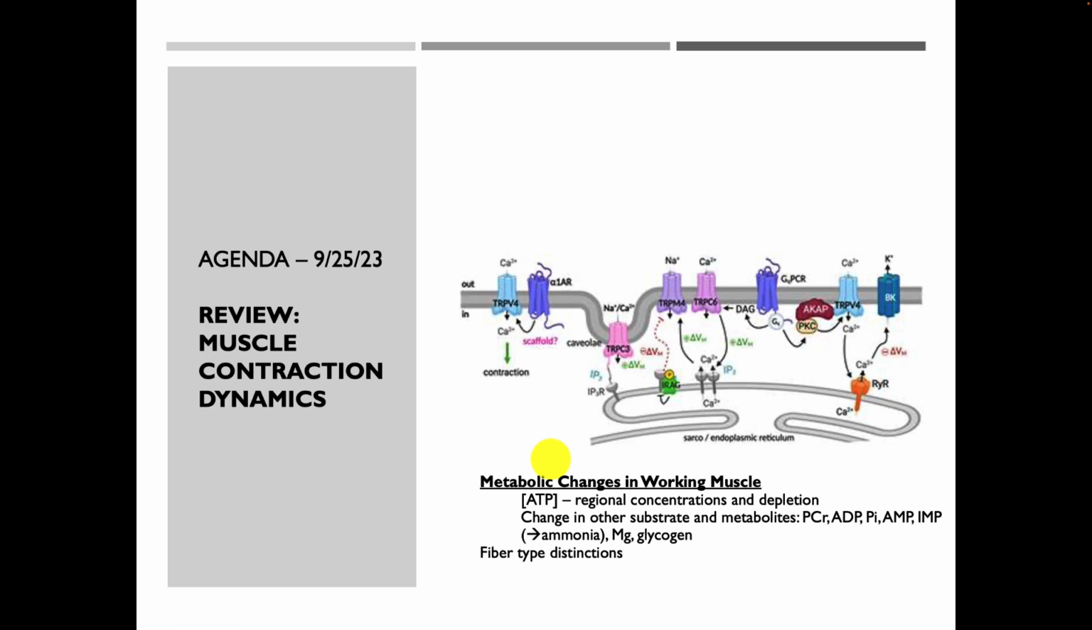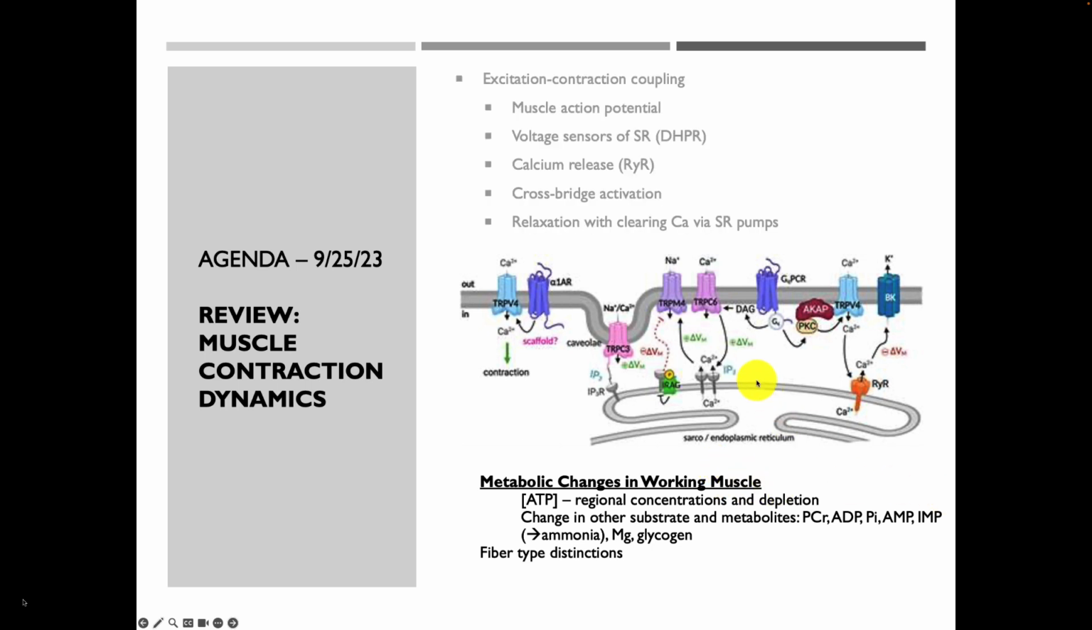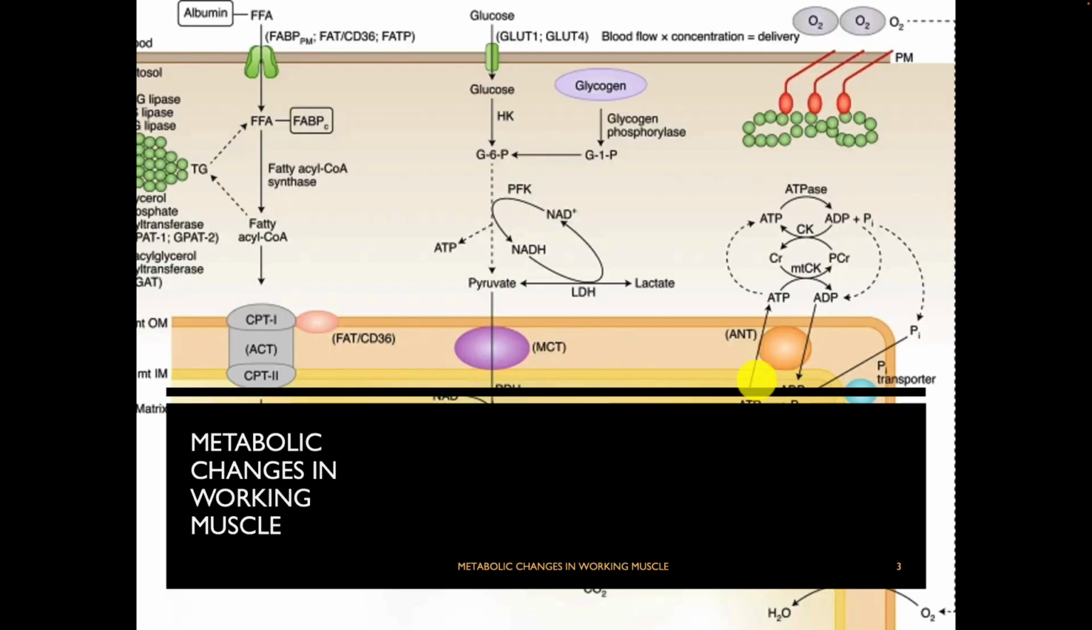I'm sure for most of you, you're familiar with the majority of this information, but we're still going to talk about ATP. We're going to talk about the depletion of ATP, and we're going to talk about these changes in other substrates such as ADP, AMP, IMP, Pi and PCr. So there's just kind of an alphabet soup there, and in time we will talk a bit more of these in detail. So let's get into this and start talking about the metabolic components of working muscle.